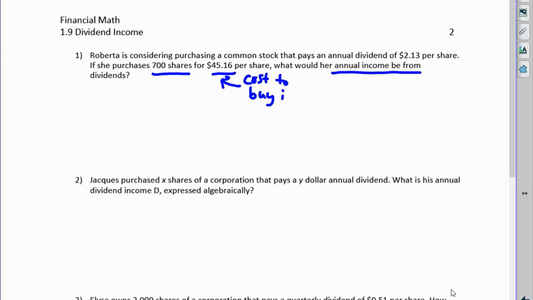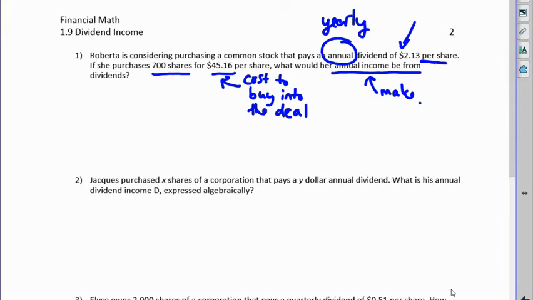So that's not how much she's going to make. What she's going to make is her dividend. And if you look at the word annual, that means yearly. So that means every year, for every share that she owns, she will get $2.13. So $2.13 times the number of shares, and she will make $1,491. We call this kind of money unearned income.